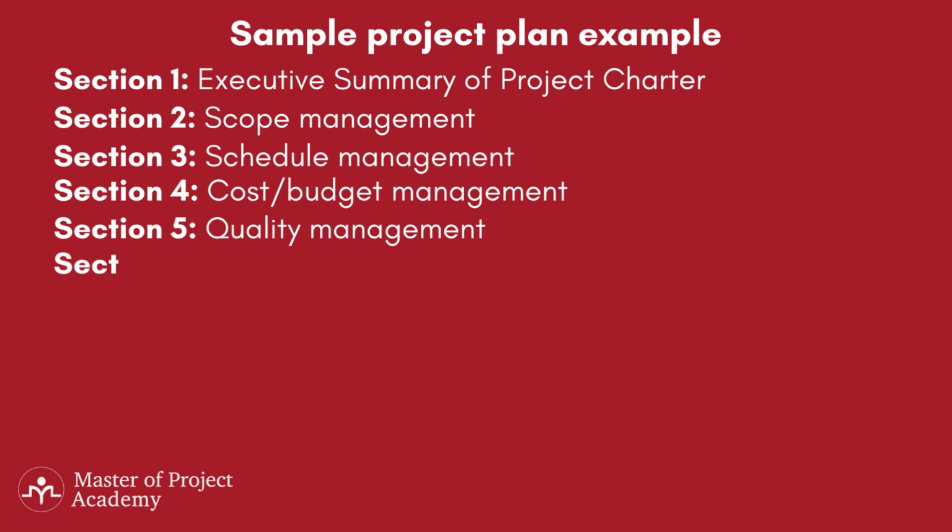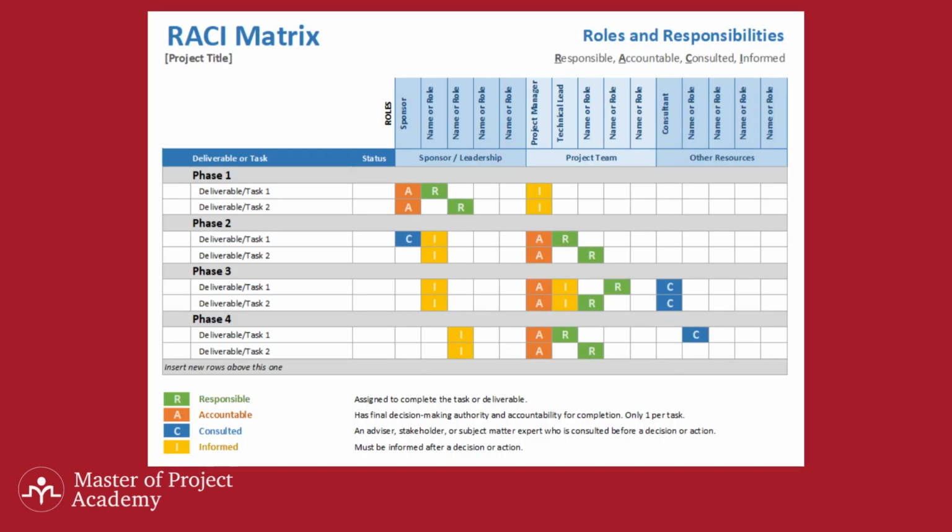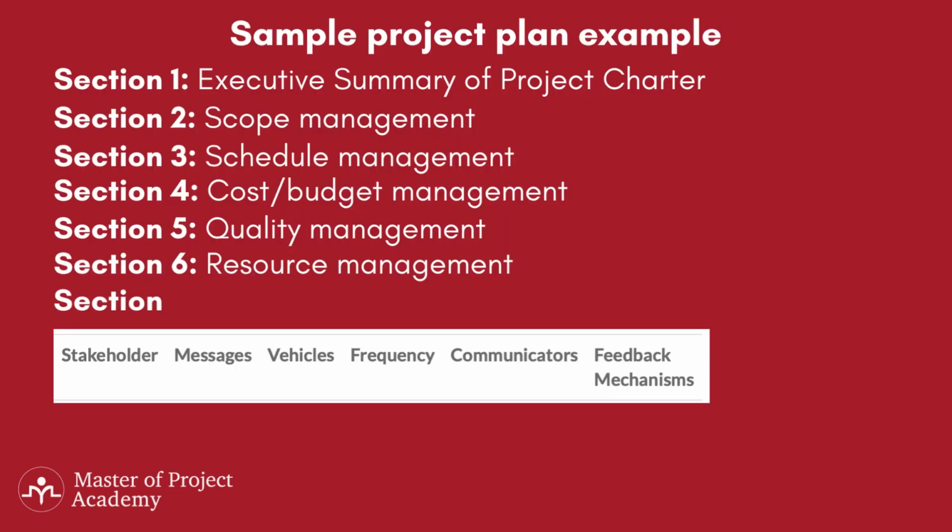Sample project plan example. Section 6, Resource management. This section contains the description of the resource part discussed in Step 5 in this article. RACI. Sample project plan example. Section 7, Communication management. It contains communication planning for different types of communication between different stakeholders and the project team. Sample for communication matrix below: stakeholder, messages, vehicles, frequency, communicators, feedback mechanisms.